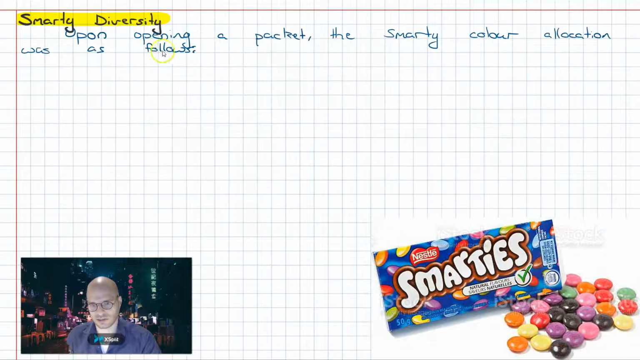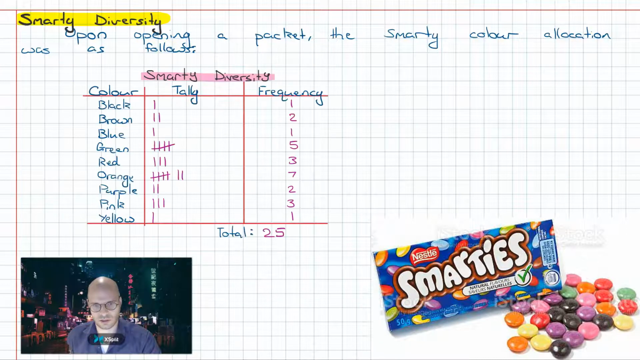Now, in the situation that you open up a packet of Smarties, the Smartie color allocation can be as follows. You could have 1 black Smartie, 2 brown, 1 blue, 5 green, 3 red, 7 orange, 2 purple, 3 pink, and 1 yellow. This figure we have over here, we call this a frequency table. So the frequency tells us how often the color occurs when we open up the Smartie pack.